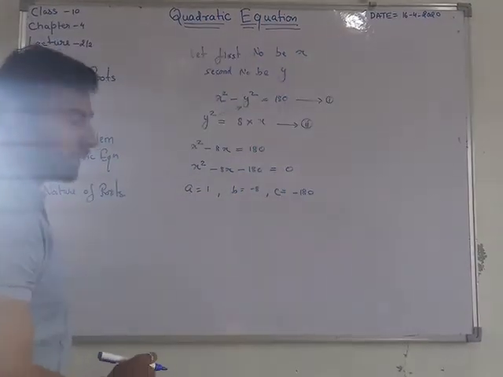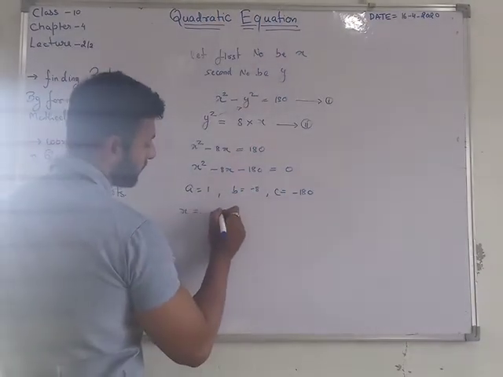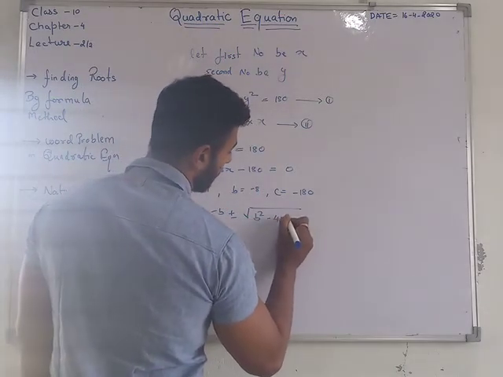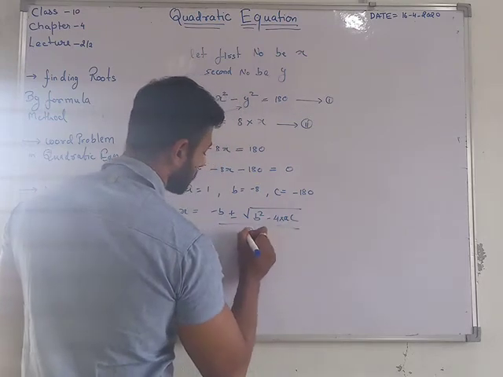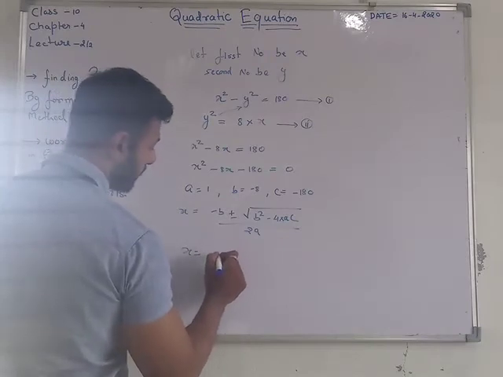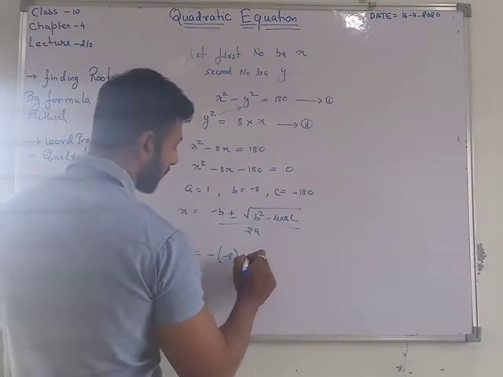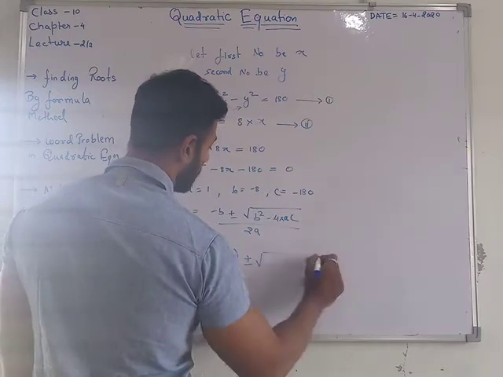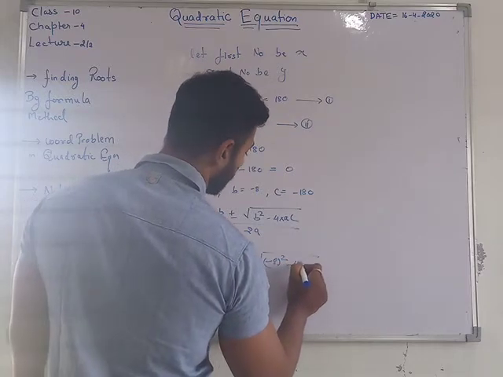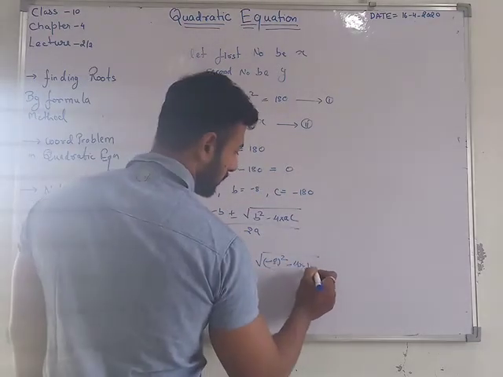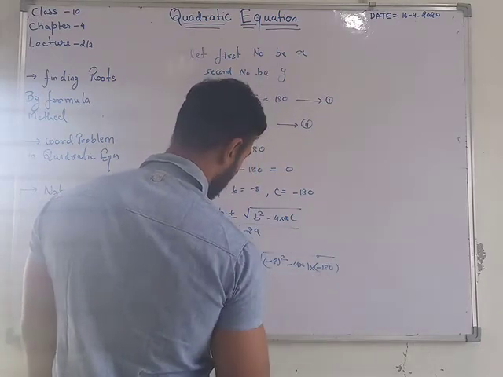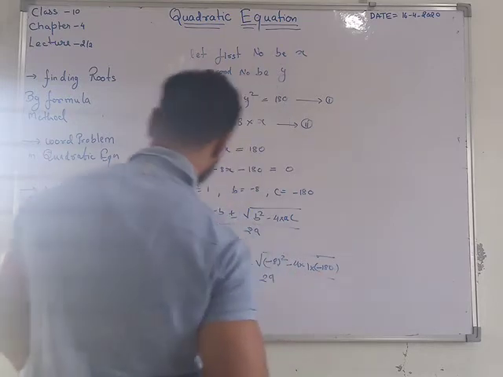I am using the formula method. x is equal to minus b plus minus under root b square minus 4ac upon twice of a. Now, x is equal to minus b, b is minus 8, plus minus under root b square will be minus 8 square, minus 4, a is 1, c is minus 180, upon twice of a.